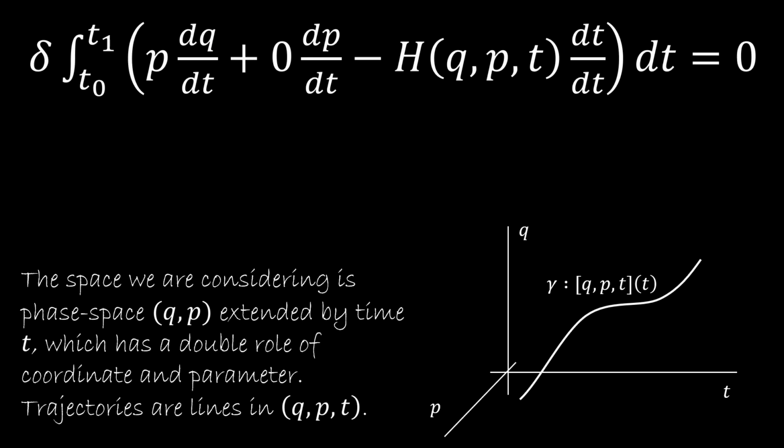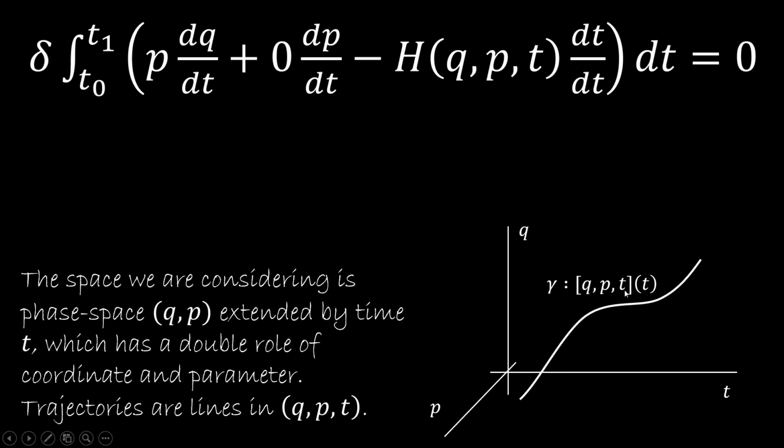Okay, so how can we arrange these terms a little bit and understand this equation better? Well, first of all, we know that we are working in q, p, t space. So we are considering the space of q, p, the phase space, extended by time. So this is the space of all states at all times. And then we're going to have a trajectory here that corresponds to all the states as time moves on.